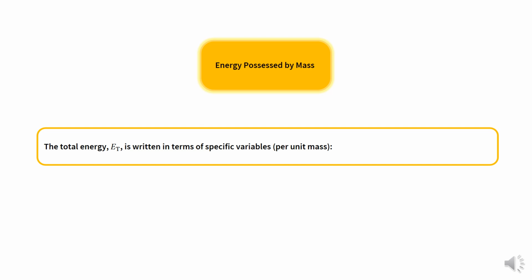It can be written as mass multiplied by the sum of the specific potential, specific kinetic, and specific internal energies, where m is mass, and E hat T, E hat P, E hat K, and U hat are specific energies.